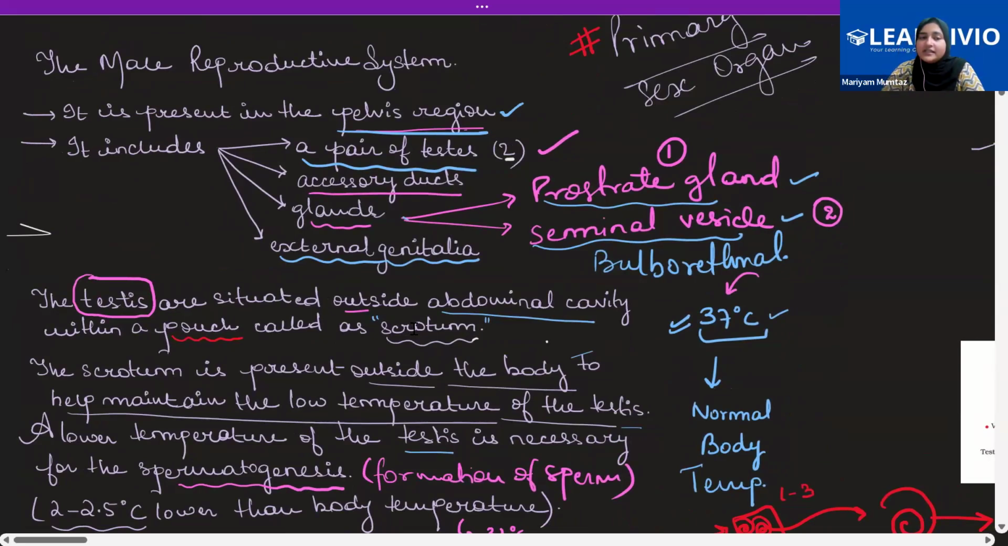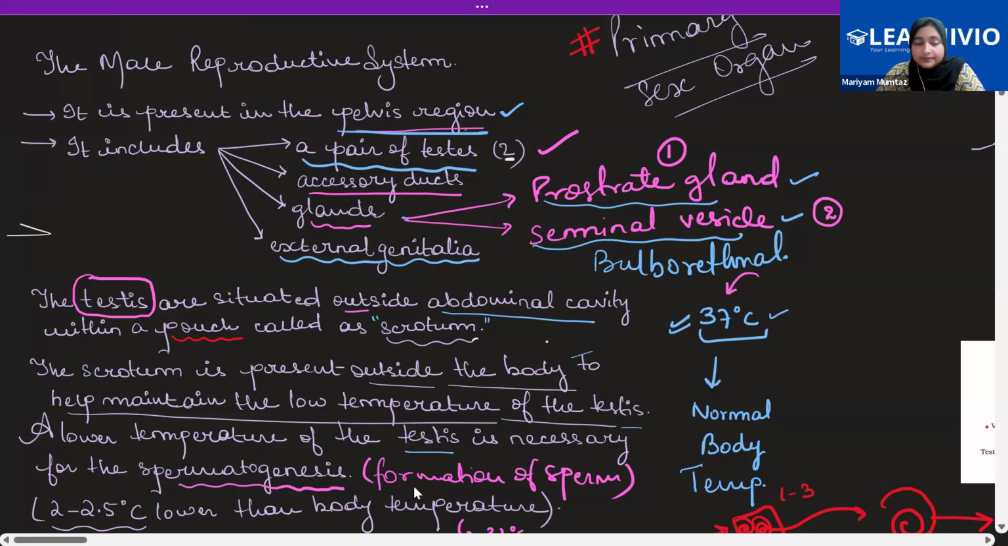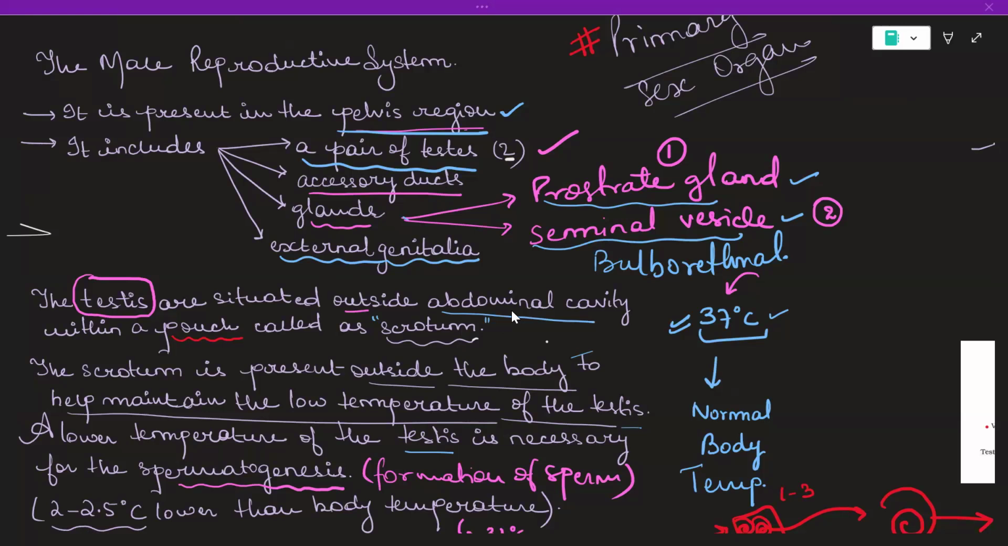Now, the male reproductive system is present in the pelvic region of the males. And what are the constituents here? There is a pair of testes, which is basically the primary sex organ. What is a primary sex organ? A primary sex organ is the organ that will be responsible for the formation of the gametes as well as the formation and secretion of hormones.